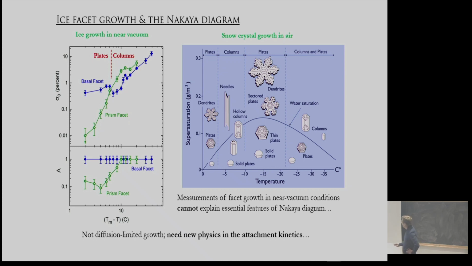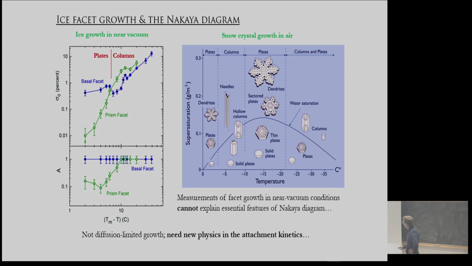And so what you find is at high temperatures, this big difference here means that there's basal faceting and no prism faceting. Not so much. Well, you get a little prism faceting from this, but never mind that. You get plates. And yes, you get plates. That's good. But the rest of it's a mess. It doesn't look at all like this. You have a single transition from plates to columns, and that's it. So total disagreement except at high temperatures.